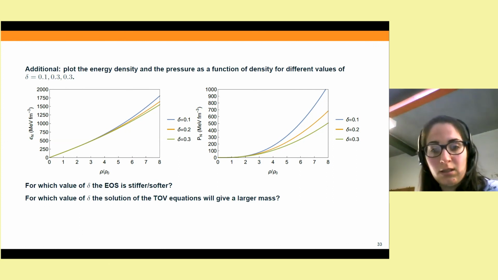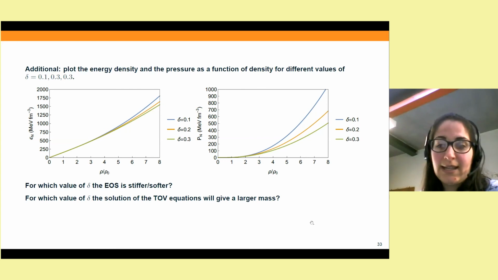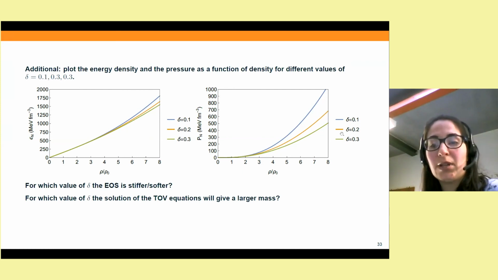I think it's for the 0.1. Exactly. Since it's stiffer. When you have stiffer equations of state, then you can have larger masses in the mass radius relation. That's why, for example, the inclusion of hyperons in your models, which softens your equation of state, can be a problem, because then sometimes you cannot reach the two solar masses that are an observational constraint.